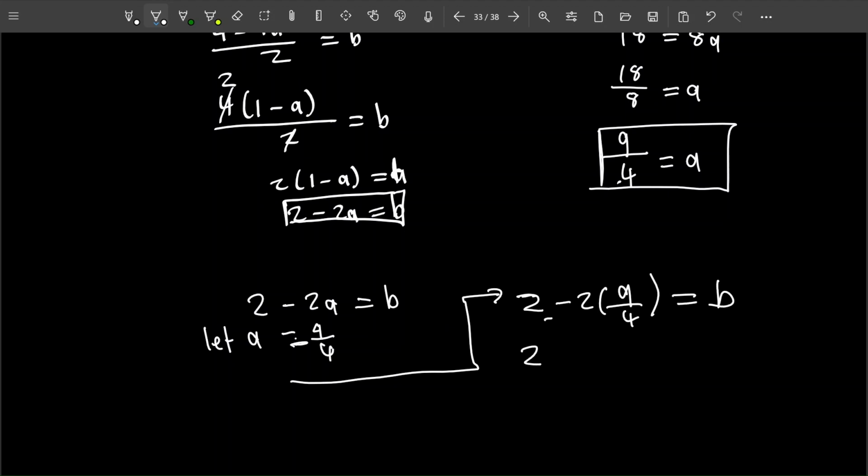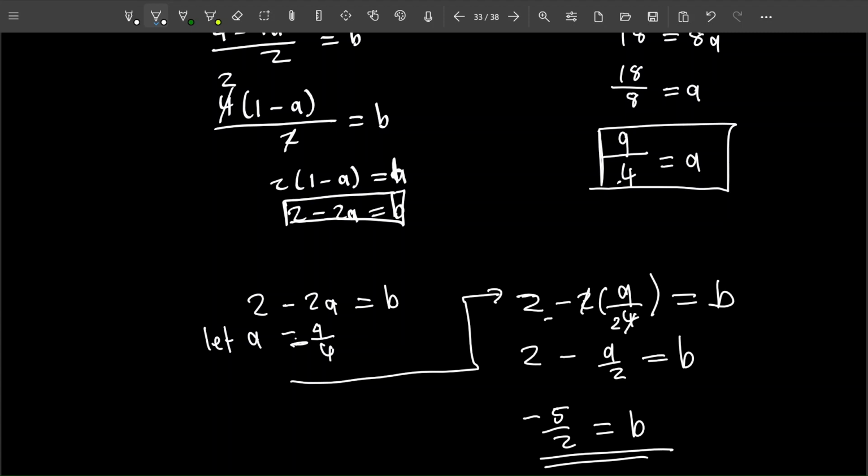It's going to be 2 minus, this 2 goes into 4 2 times. So it'll be 2 minus 9 over 2 is equal to b. Right? And you could put this in the calculator, okay? And you're just going to get negative 5 over 2 being equal to b. That's done. So here you have your two solutions for a and for b. You get your full marks, okay?